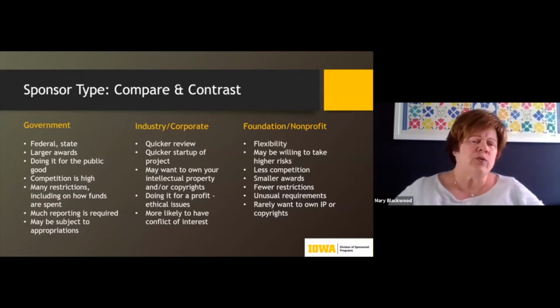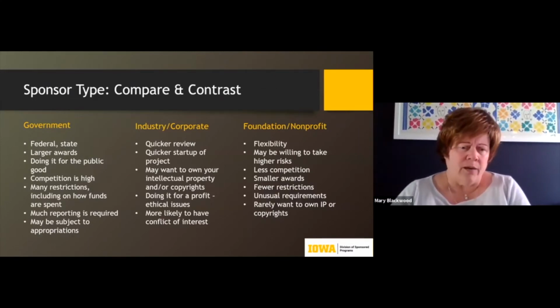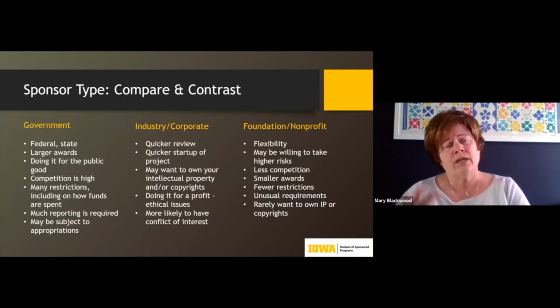There are pretty much three kinds of sponsors: government, industry or corporate, and foundations. Each one of them can have different pros and cons. Obviously, the federal government gives out bigger awards on the whole.